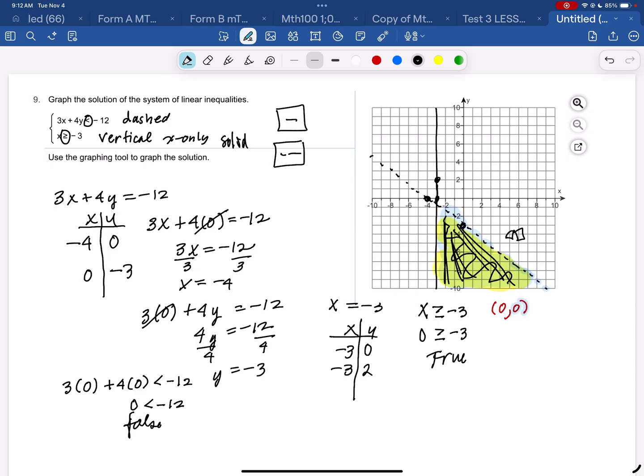So this is a good overview of how to graph inequalities systems, okay? That means they both have to be true at the same time, and that's why the solution is where the graphs overlap.